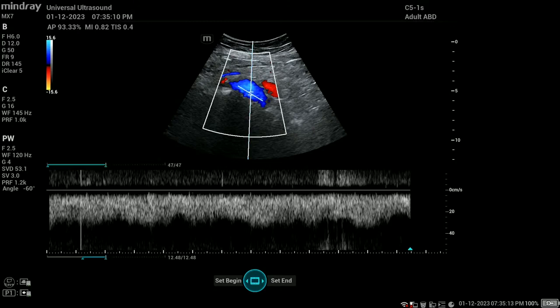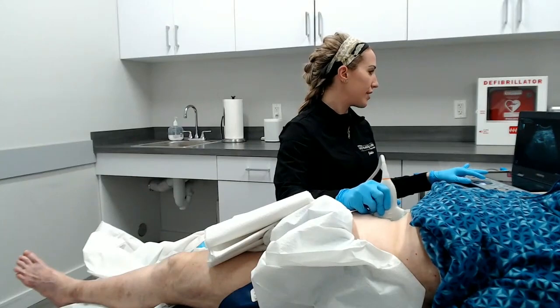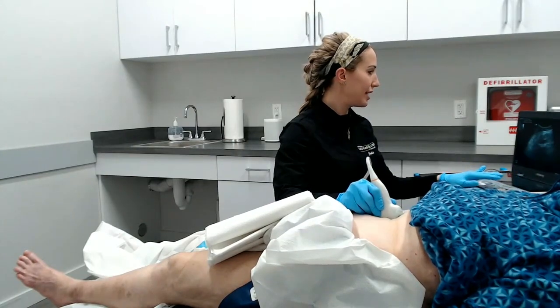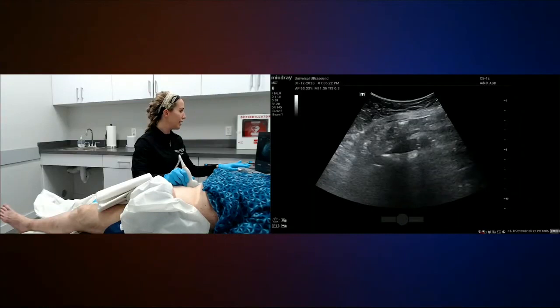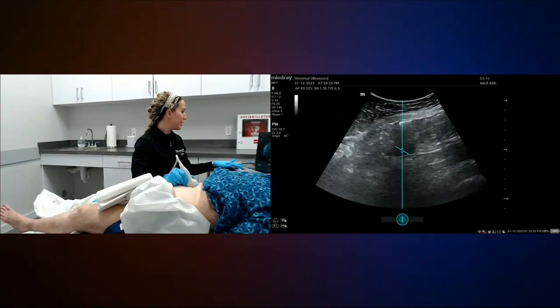So we have good flow here on the right side. So then I'm going to go up into the IVC confluence right here. So let's bring that in. Again, I'm going to heel up my transducer, fan a little medial. Let's get away from that bowel gas. Put my Doppler right here in the IVC.